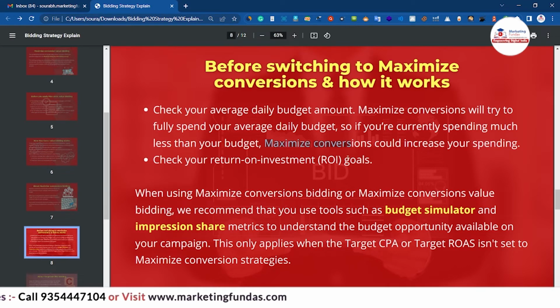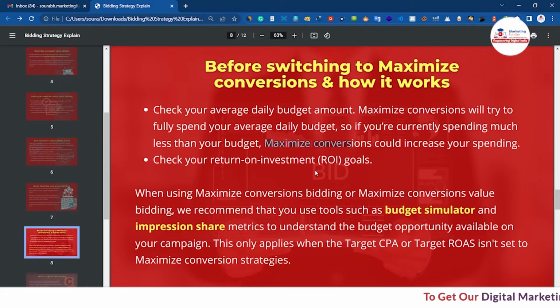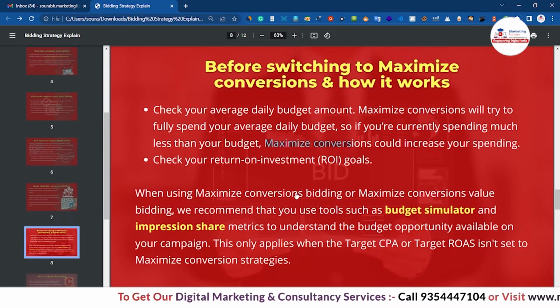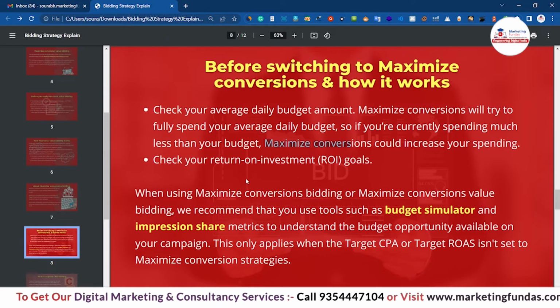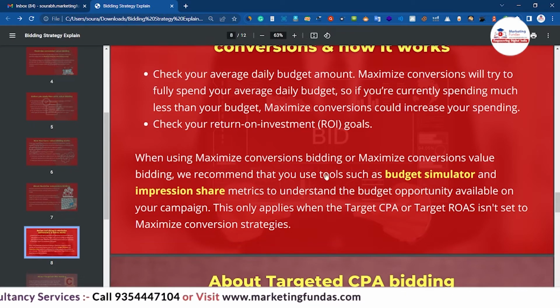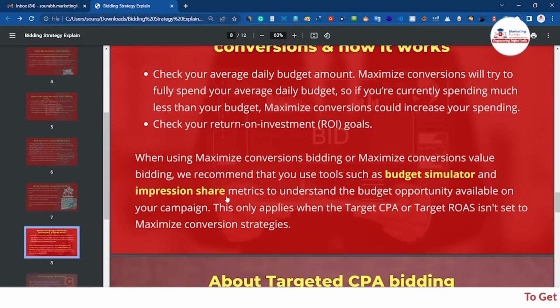Now the second point says check your return on investment goals. As I have told you in the previous bidding strategies as well, you have to check your return on investment, ROI, goals before switching to these automated campaigns. Now, how does maximize conversion work? When using maximize conversion bidding or maximize conversion value bidding, we recommend that you use tools such as budget simulator or impression share. These tools are inbuilt in the Google Ads platform.